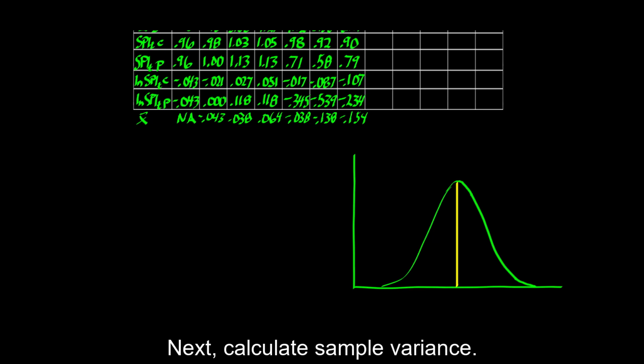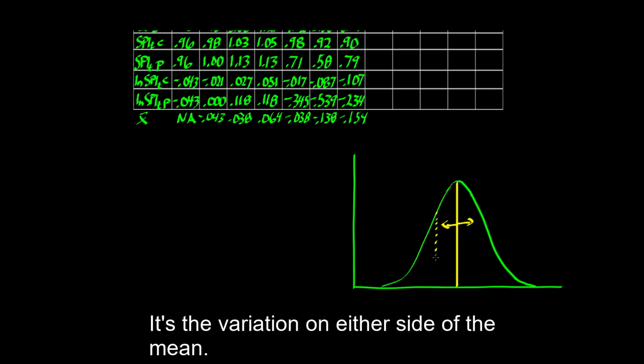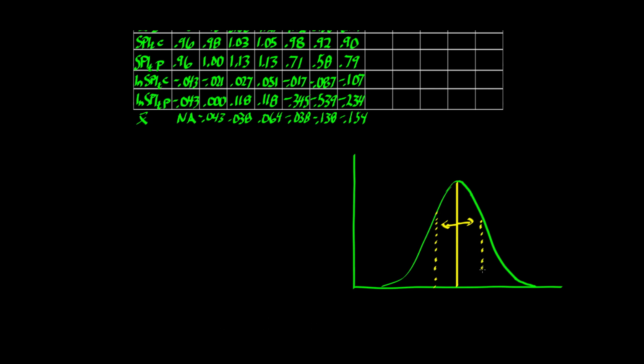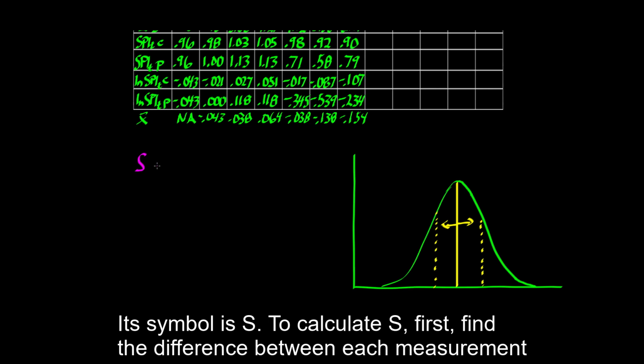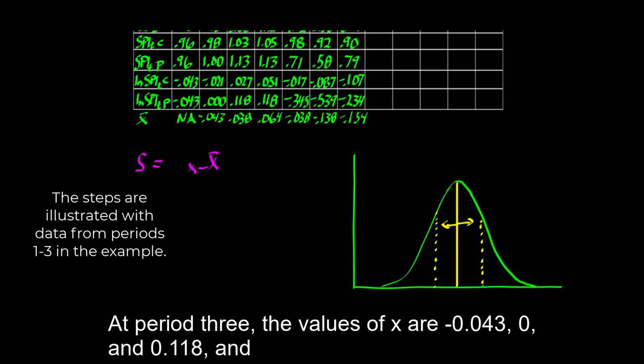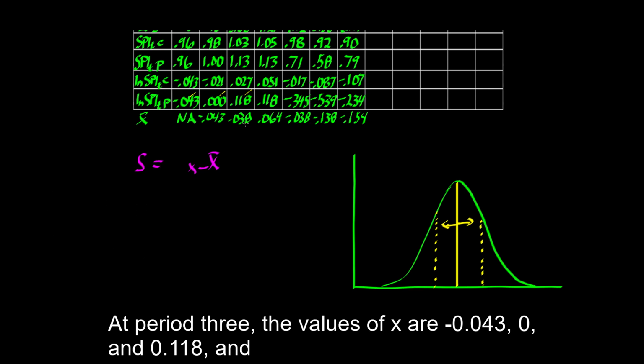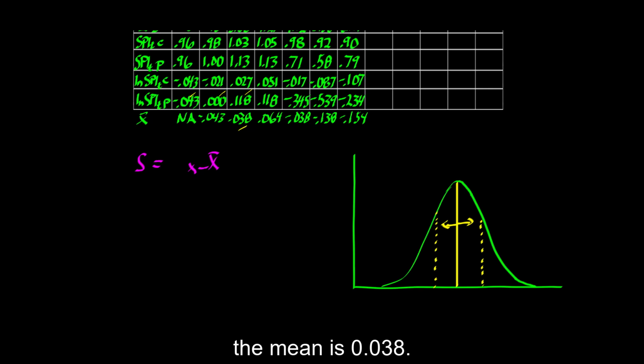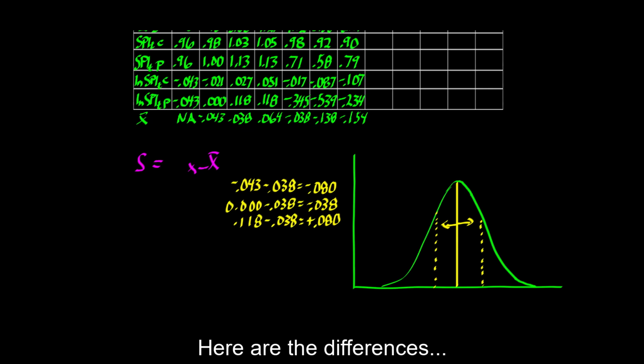Next, calculate sample variance. It looks like this. It's the variation on either side of the mean. Its symbol is S. To calculate S, first find the difference between each measurement and the current mean. At period 3, the values of x are minus 0.043, 0, and 0.118, and the mean is 0.038. Here are the differences.